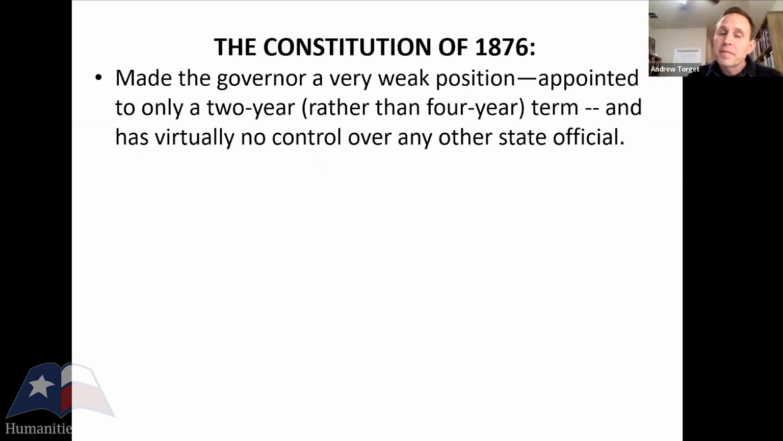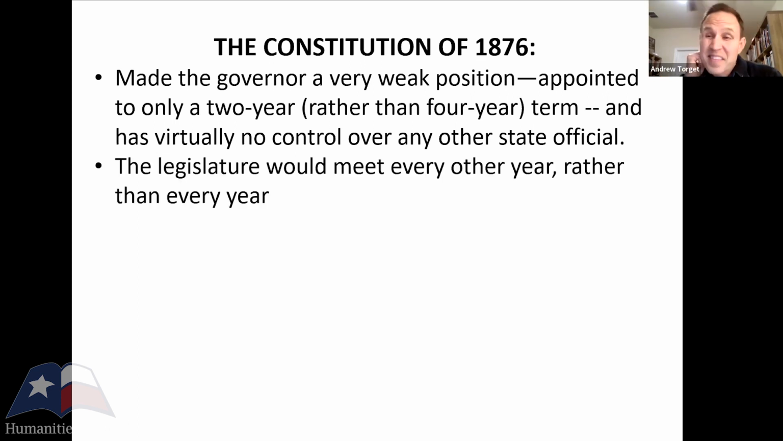All right. The first thing they did is they made the governor a very, very weak position. He was appointed only to a 2-year term rather than a 4-year term. And the governor would have virtually no control over any other state official whatsoever. Then they said that the state legislature could only meet every other year rather than every year, which is why the Texas legislature does that up until this very day.